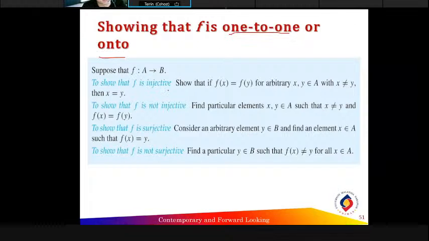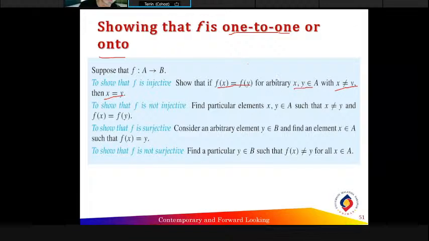So to show that f is injective, we say that if f(x) and f(y) are the same value, and at the same time we say that these two values of x and y, they are what? With x not equal to y, then x equals y. What does it mean?